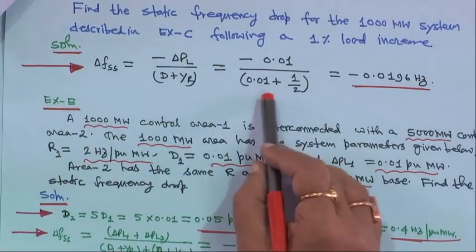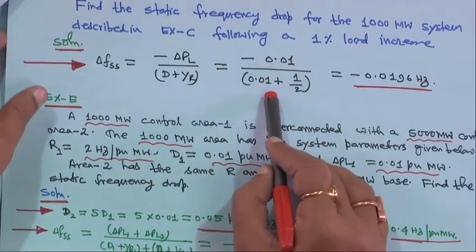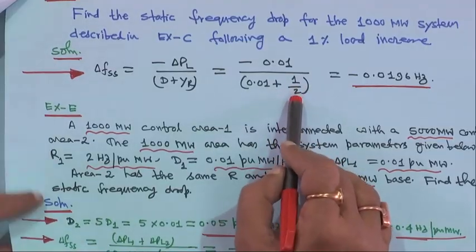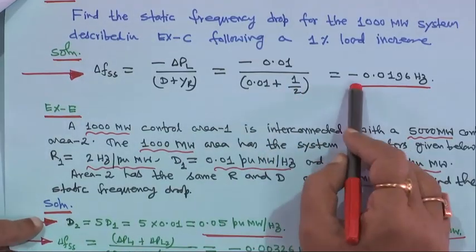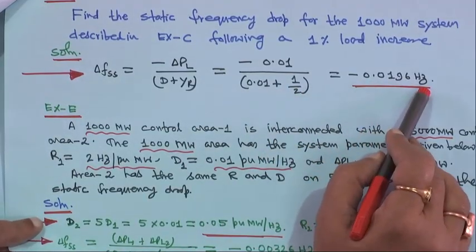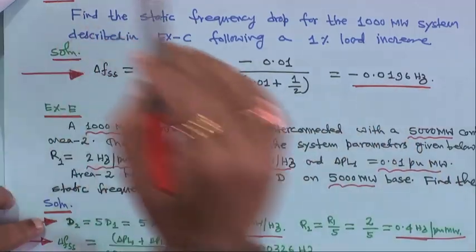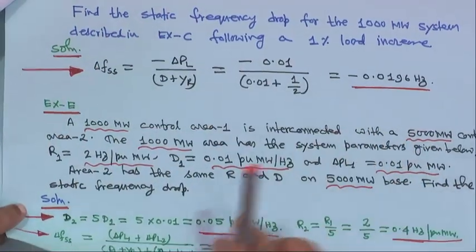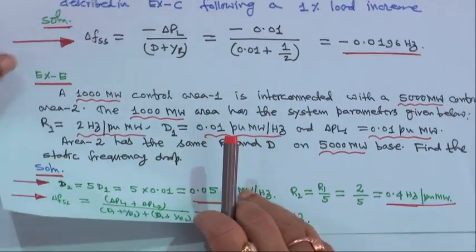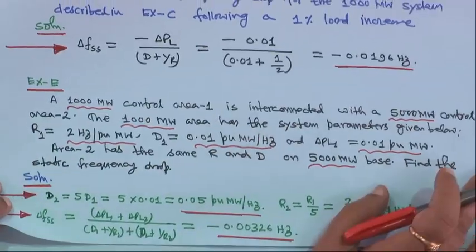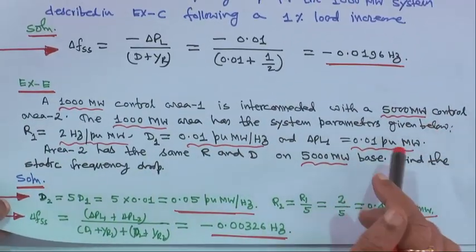So that means minus 0.01 upon 0.01 plus half, because 1 upon R is half. So that is minus 0.0196 hertz. This is the answer. This is example D, a small example, such that you will have no confusion when you go through this recorded lecture, right?